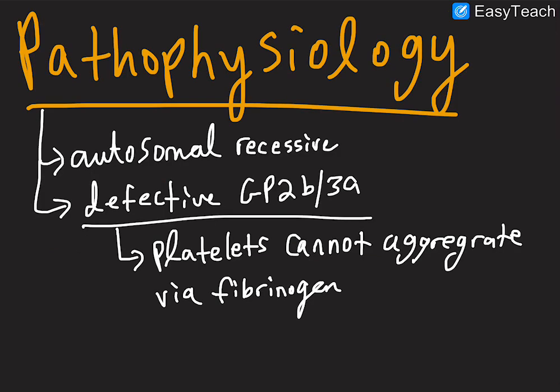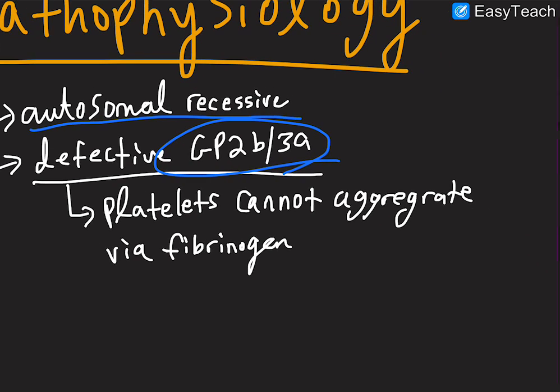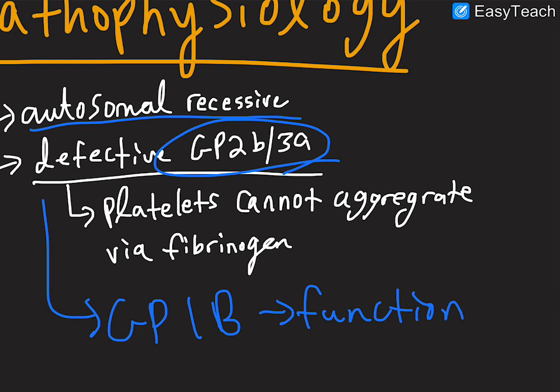So last video, we talked about Bernard-Soulier syndrome, where we saw a defect in glycoprotein 1b, which affected platelet adhesion. Here, this is also autosomal recessive, but the defect is in glycoprotein 2b3a. So we have ineffective platelet aggregation. Glycoprotein 1b is still there and functional, but glycoprotein 2b3a is absent or defective. So we do see platelet adhesion because glycoprotein 1b on the platelets is still functional. It's just that you have an absent or defective glycoprotein 2b3a, so platelets cannot aggregate.